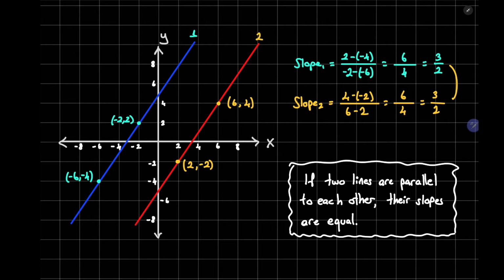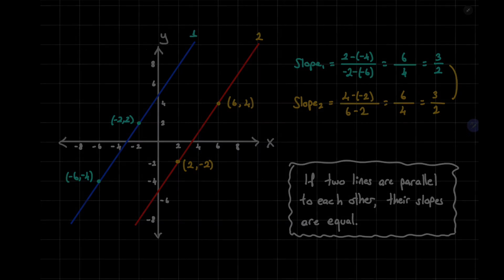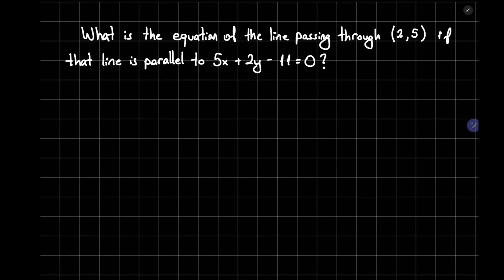Now let's solve a question in order to understand the topic better. The question asks, what is the equation of the line passing through the point (2, 5) if that line is parallel to 5x + 2y - 11 = 0? Let's say that this is line 1 and this equation belongs to line 2. As we know, the slopes of these two lines will be equal because they are parallel to each other. For that, let's calculate the slope of line 2 first.